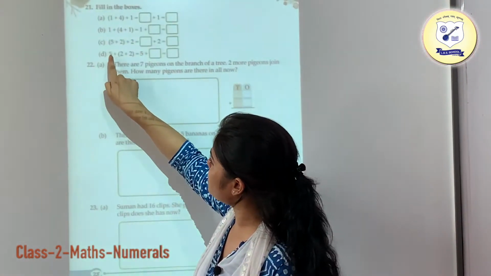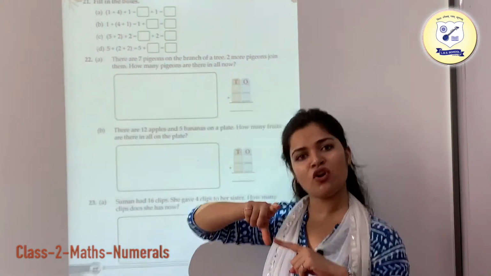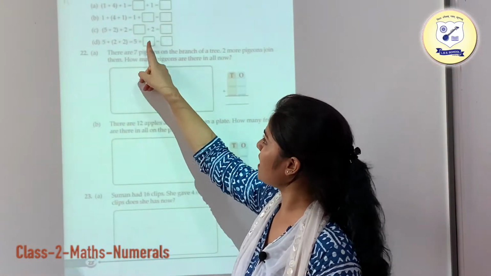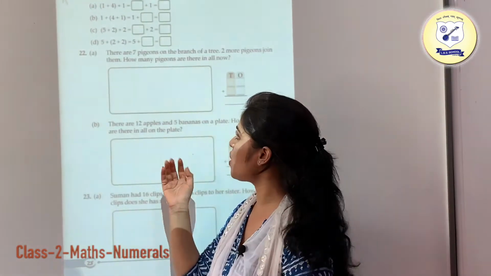Similarly, in this we are having 5 plus, now we are having 2 plus 2 in the bracket. So first of all we are just going to add these two numbers. So 2 plus 2 is going to be a 4. So just write down this 4 in this box. So this 5 plus 4 is going to be your 9, which is your answer.